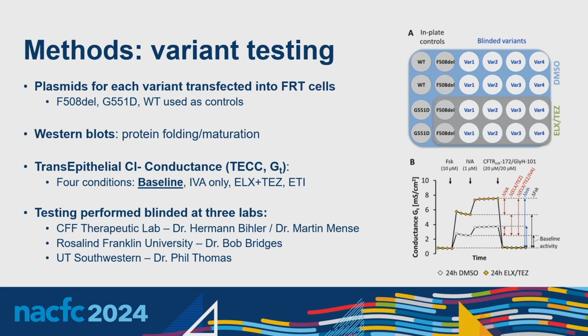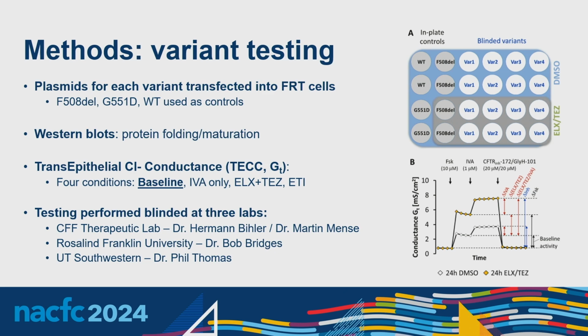This is the part I'm actually going to go very quickly through. Essentially, when we test variants in a heterologous cell system, the first step is to make a plasmid. So you make your variant, and you transfect that coding DNA into a cell line. For this particular study, FRTs, or Fisher rat thyroid cells, were used. That's a well-established cell line for studying CFTR. Western blots were performed for protein folding and maturation studies.